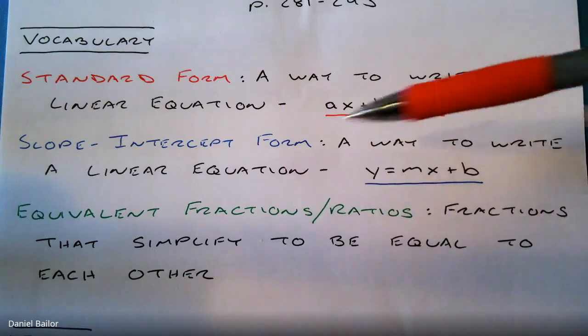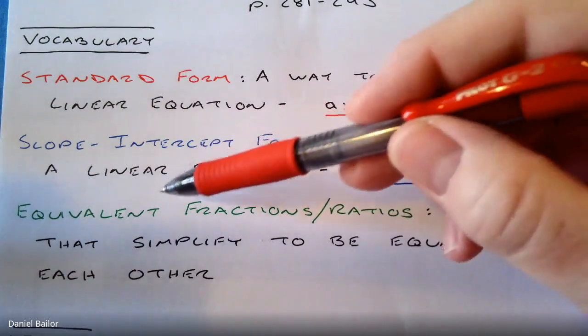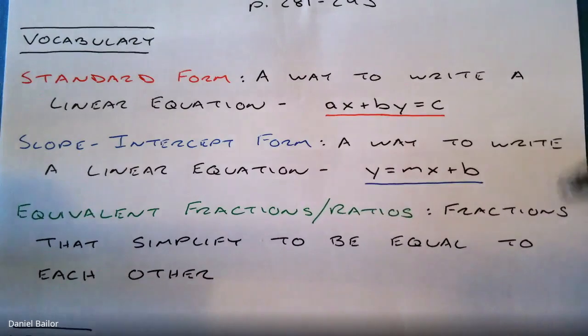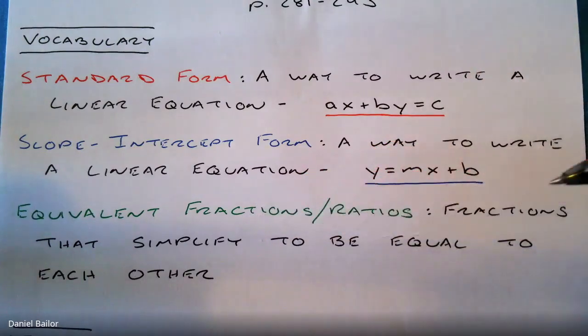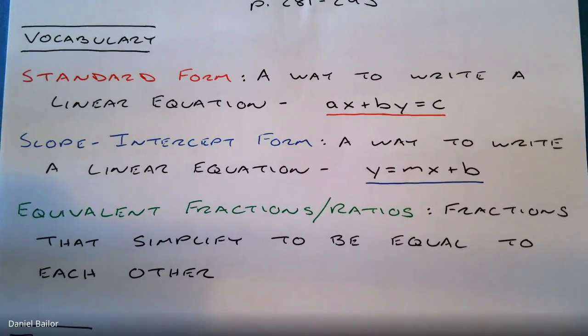Our third term, equivalent fractions, or we can also say equivalent ratios. These are more than one fraction, so these are fractions with an s, that simplify to be equal to each other. So these are the same fraction, they just look different, but it's obvious that they are the same after you simplify. So we're going to use all 3 of these words today.